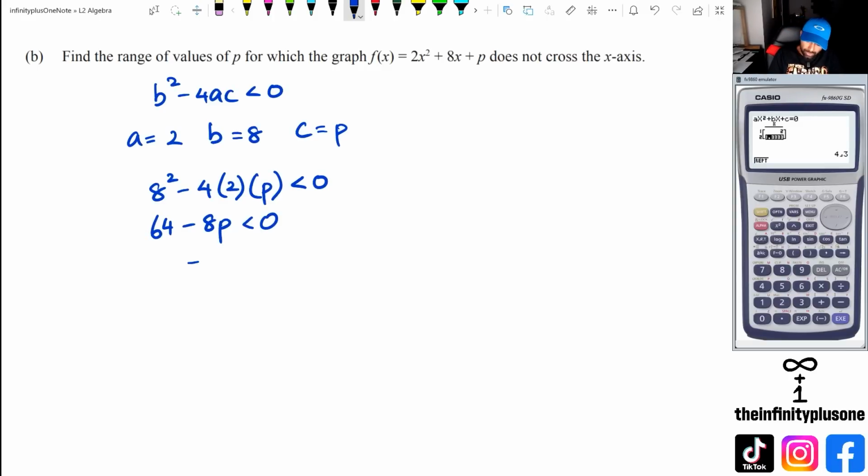So with that in mind, we've got 64 minus 8p has to be less than 0. So we've got negative 8p is less than negative 64. And then we've got p has to be, dividing by negative 64. And remember this from level 1: if you're dividing by a negative number, you actually have to switch the sign. So what we're going to end up with is p is greater than positive 8.